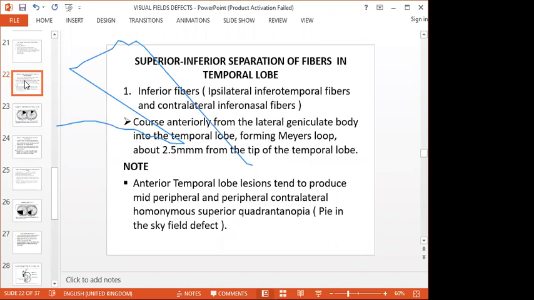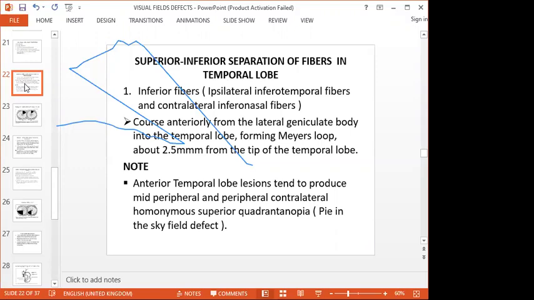Inferior fibers, which is the ipsilateral inferior temporal fibers, and the contralateral, which are inferior nasal, course anterior from the lateral geniculate body into the temporal lobe, forming Meyer's loop. Note, anterior temporal lobe lesions tend to produce mid-peripheral and peripheral contralateral homonymous hemianopia, half fields. Quadrantanopia, quarter field.